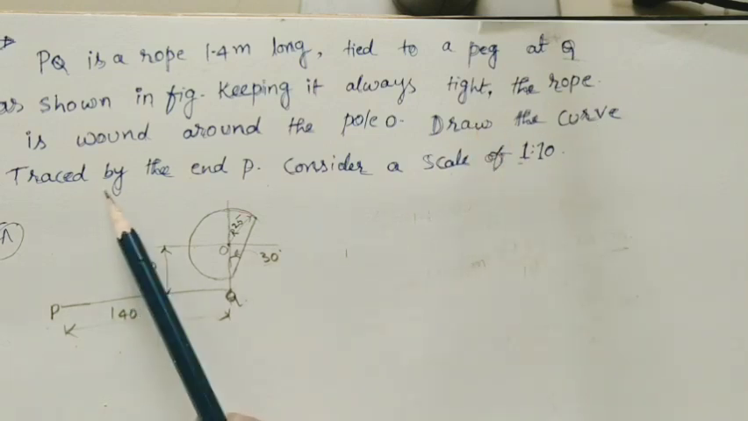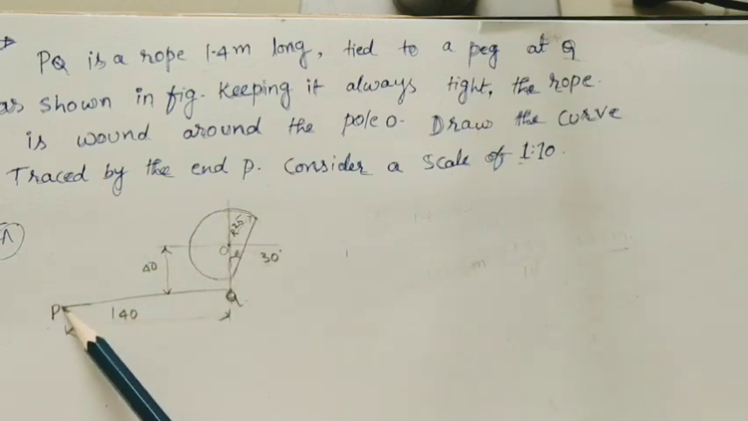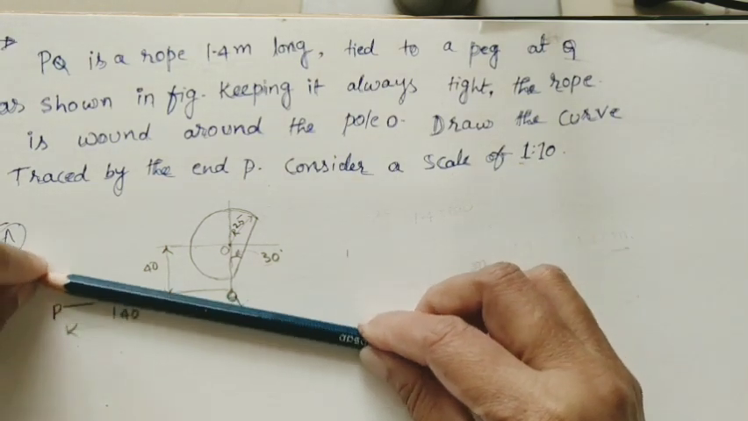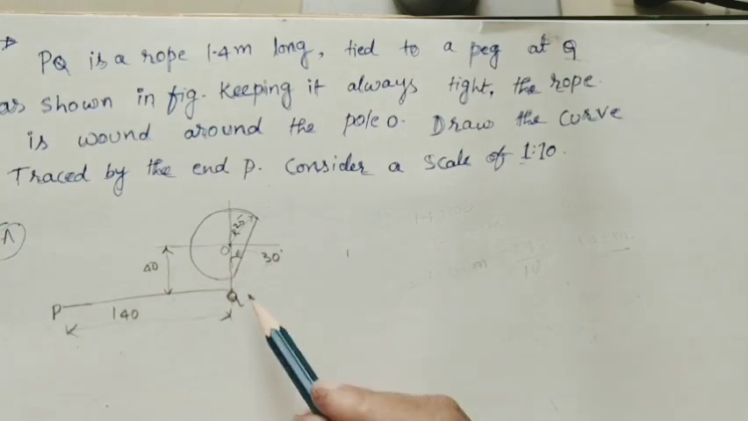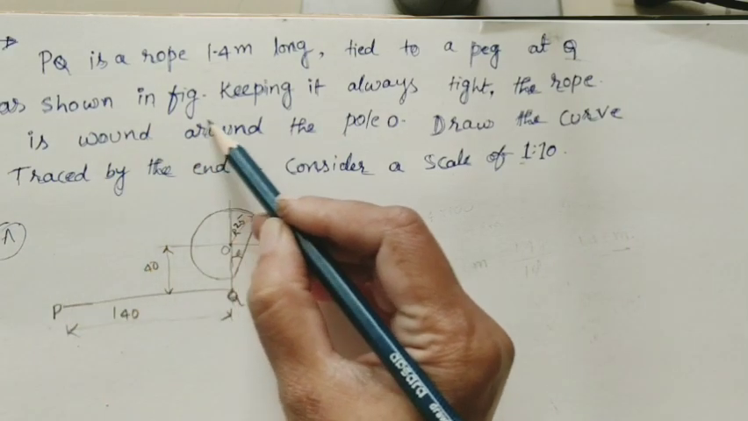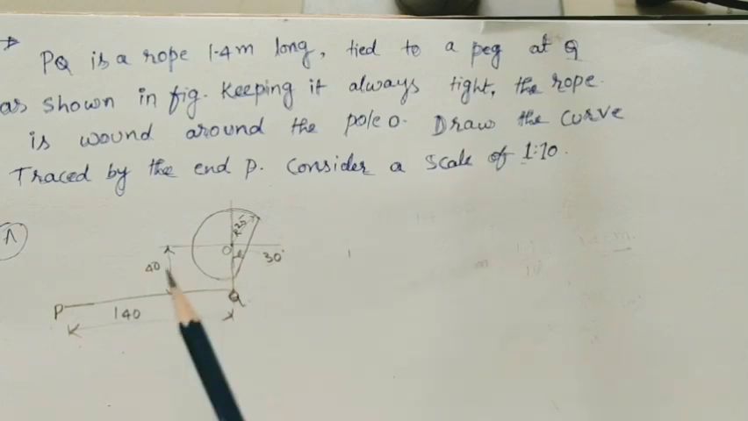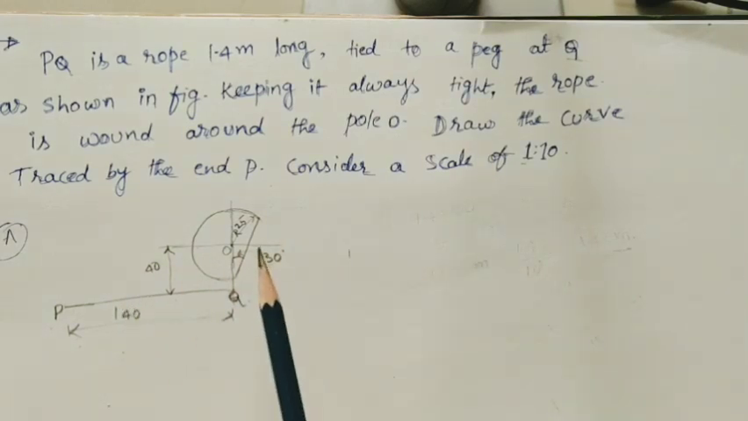Draw the curve traced by the end P. We need to find the path of point P when we are winding it like this. Now this is a fixed one. We are winding this thread around this pole. We need to find that path. That path is called an involute. We need to draw the involute for the given diagram.